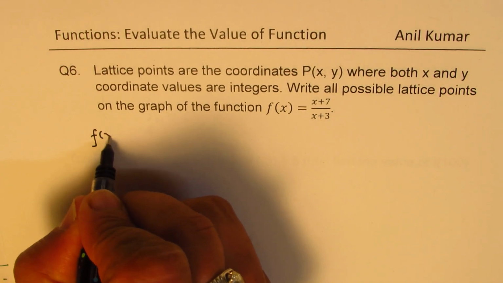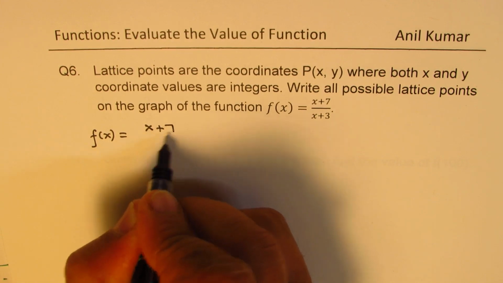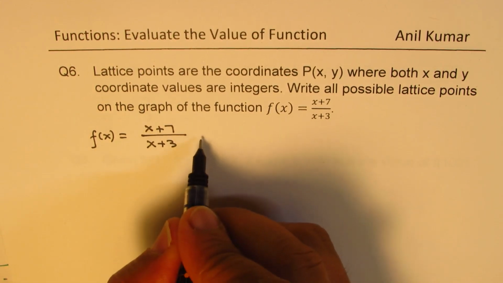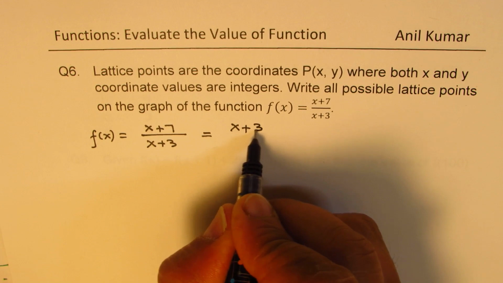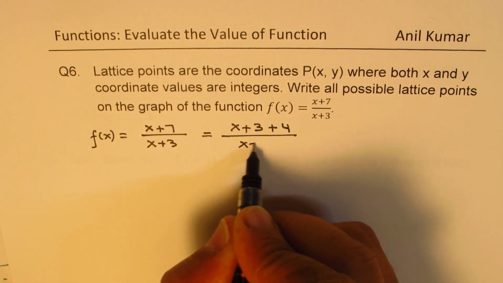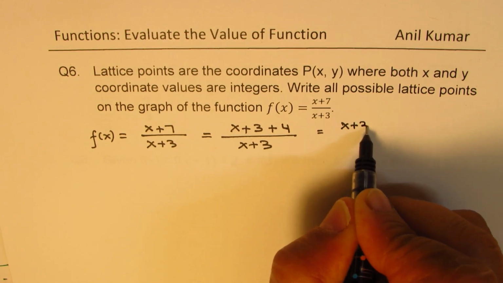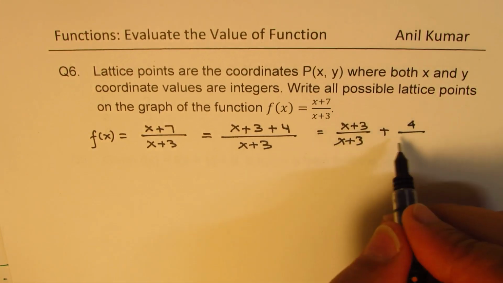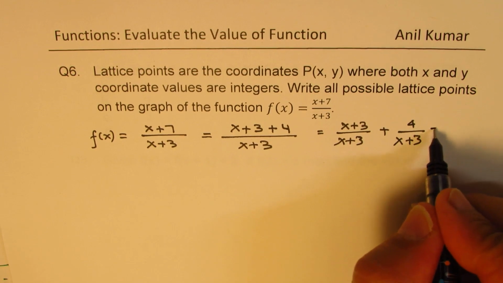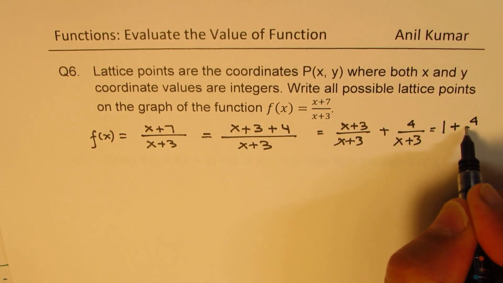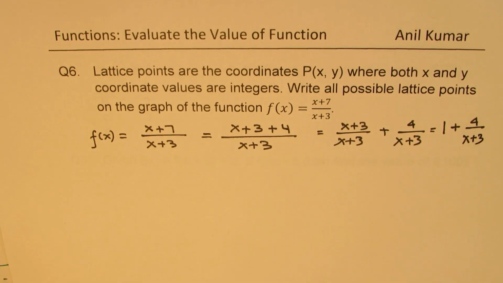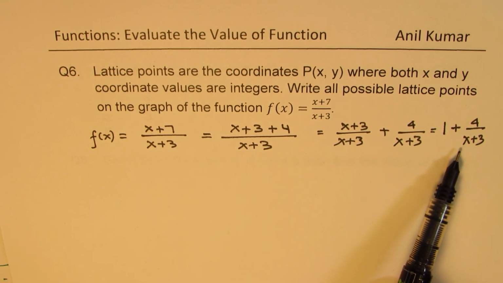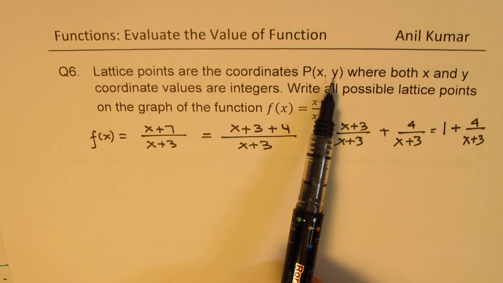So we are given the function f of x as equal to x plus 7 over x plus 3. We are actually interested in integer values, right? So it's a good thing we could write this as x plus 3 plus 4 over x plus 3, which you could think of as x plus 3 over x plus 3, right? Split this into two parts. One whole number, right? We are interested in whole numbers. You see that? So we get 1 as a whole number plus the other part, which is a rational function. Now it becomes simpler to identify what values of x can result into integer values of y. You get the idea, right?